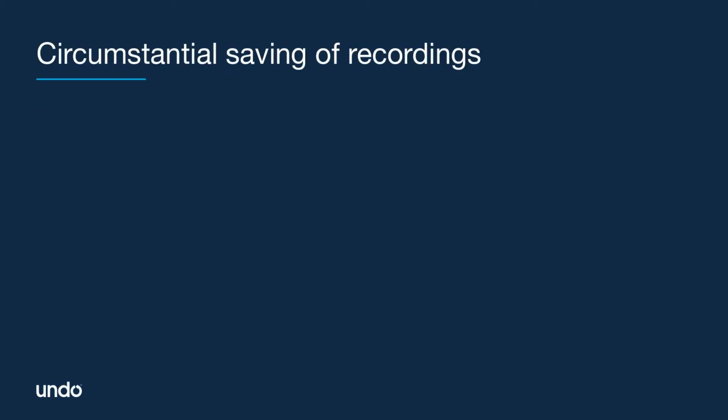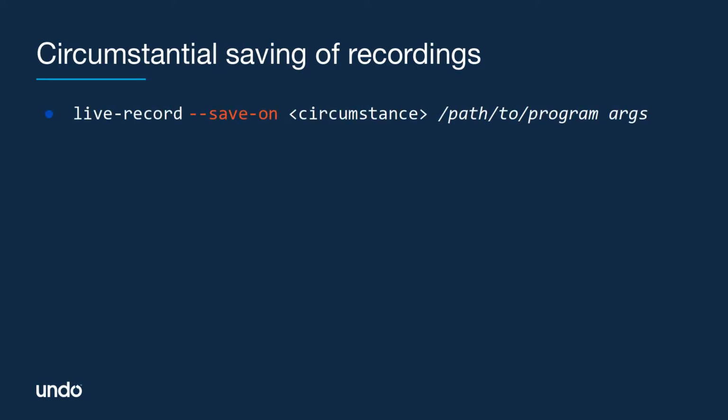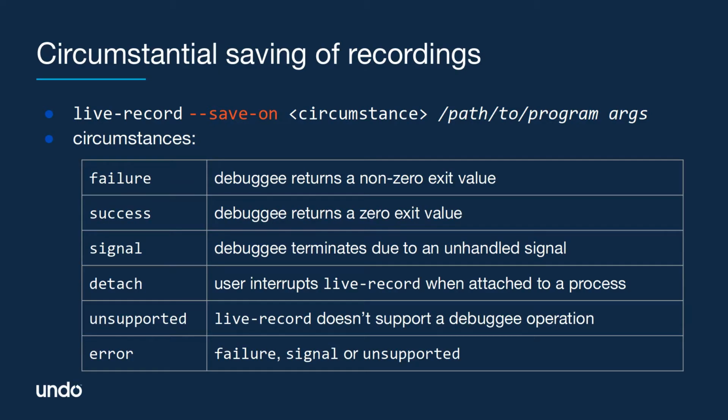In order to specify the circumstances under which we want Live Record to save a recording, we need to use the Save On option. This accepts the following arguments. Failure. In this case, Live Record will save the recording if the debuggee returns a non-zero exit value. Success, which is complementary to the failure case.